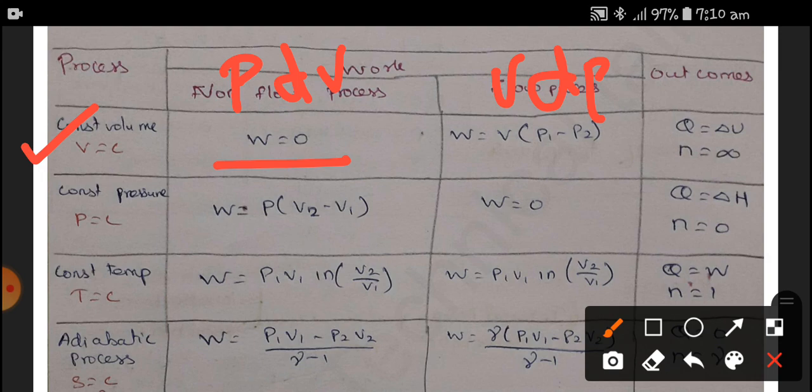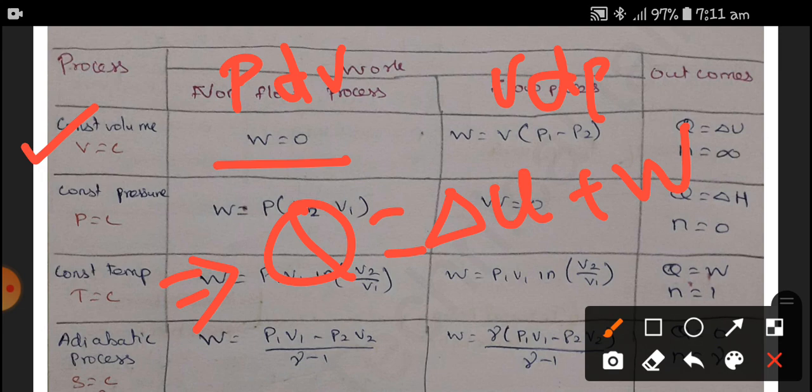And if you see the gas equation, that is Q is equal to del U plus W. This is the first outcome of the first law. So if W is equal to 0, then Q is equal to del U. This is the outcome of the constant volume process. In a constant volume process, heat is equal to internal energy. So the net heat input becomes net internal energy.